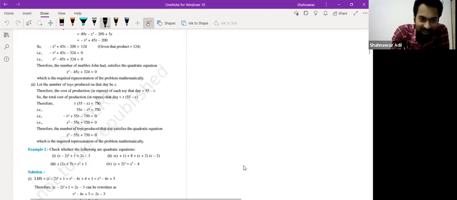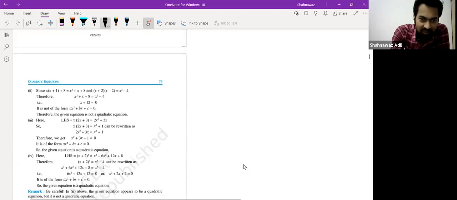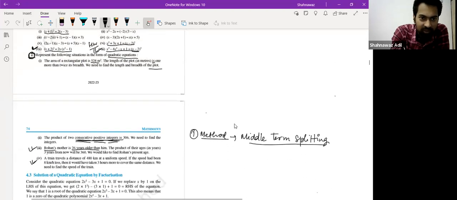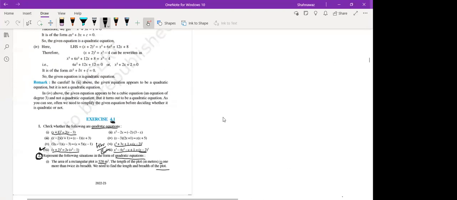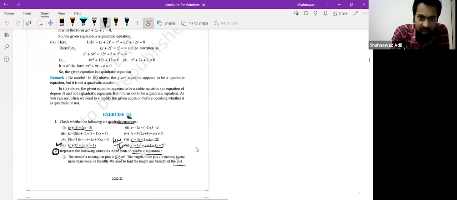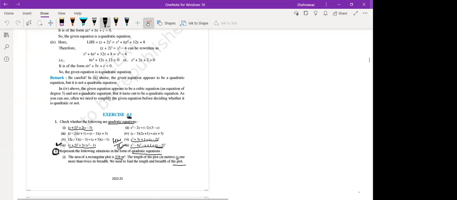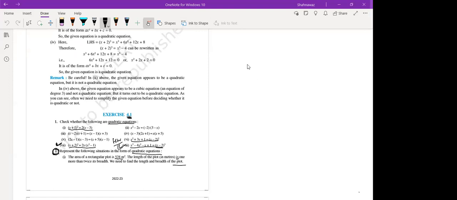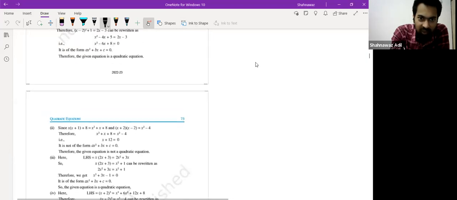Sorry. So yesterday we discussed only the middle term splitting method, right? You already know. Okay, middle term splitting. Right, in the polynomial class, we studied about the middle term split, right? Yes. So we don't need to revise that, right? Yes. Right. So we will continue with the second question.